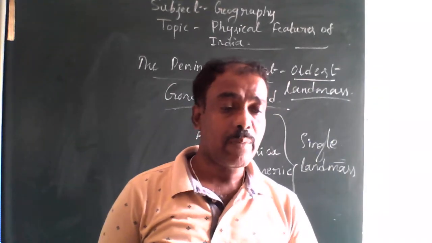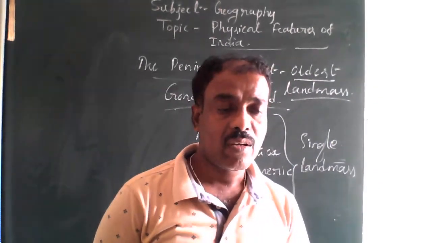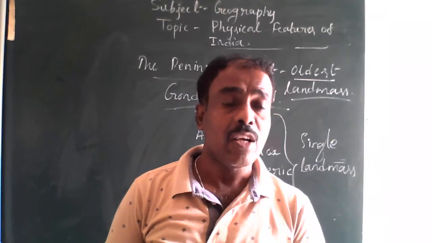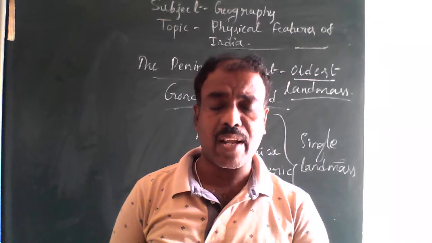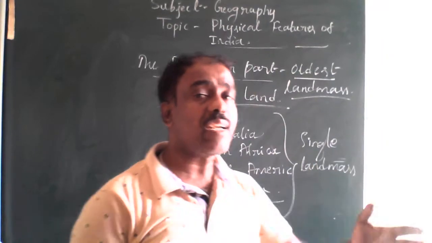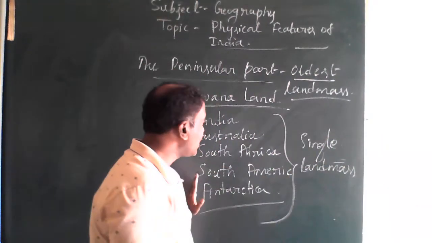Once upon a time the oldest landmass is called the peninsular part. So it was a part of the Gondwana land. So the Gondwana land included all these countries once upon a time.